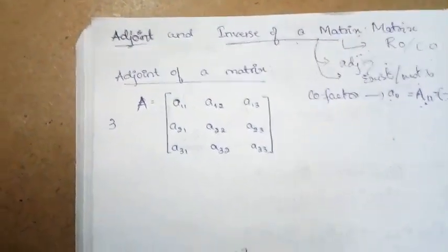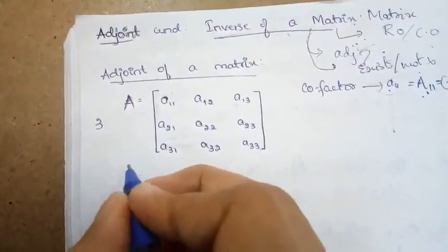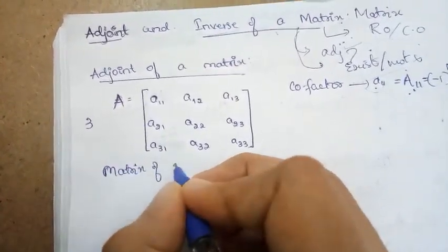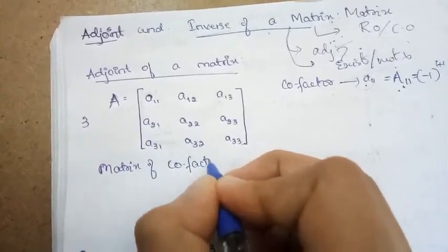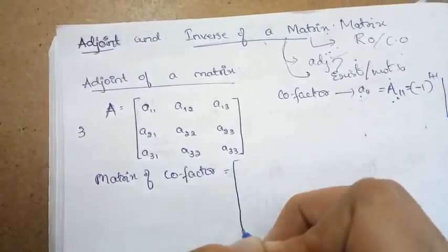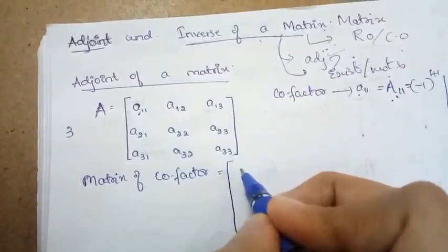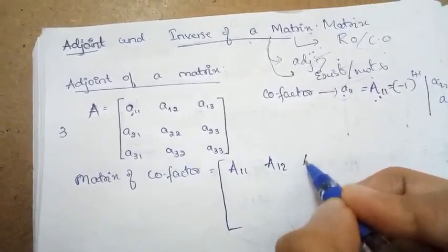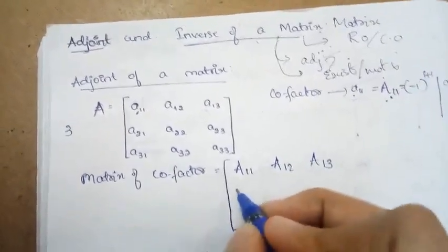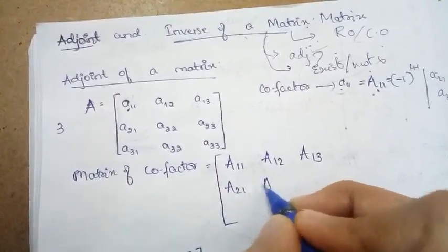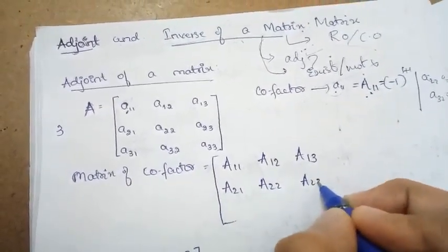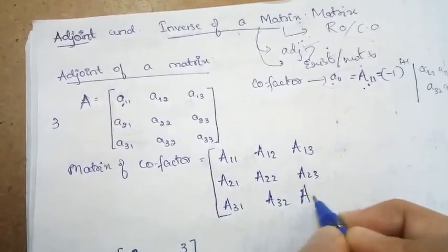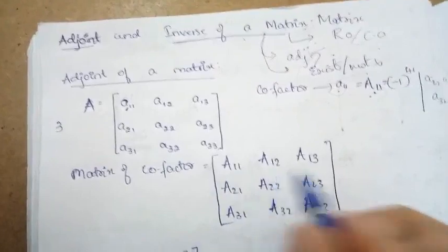So I will write the matrix of cofactors of A. What is the cofactor of the first element a11? It is capital A11. Capital A12 is the cofactor of the second element. This is the cofactor of the third element. Similarly, I can write for the cofactor of each and every element. So this is the matrix of cofactors.